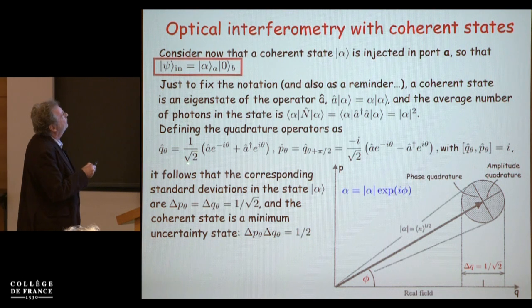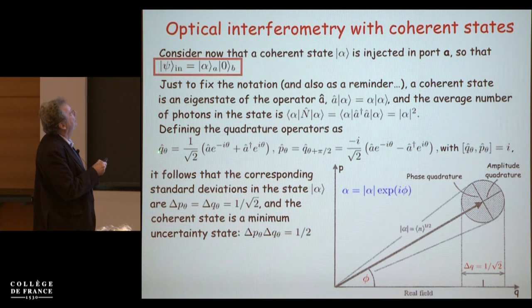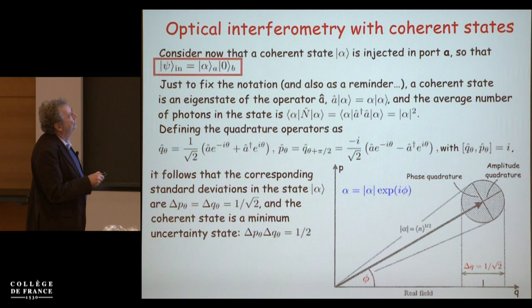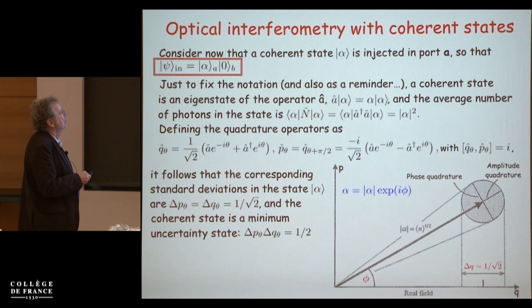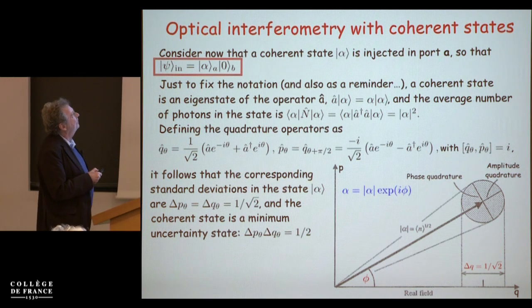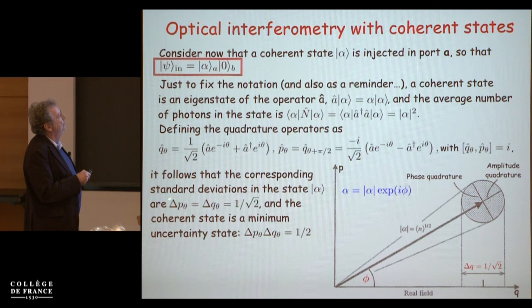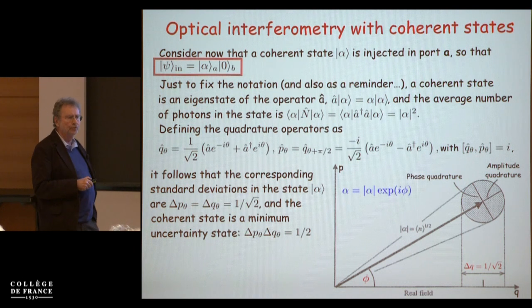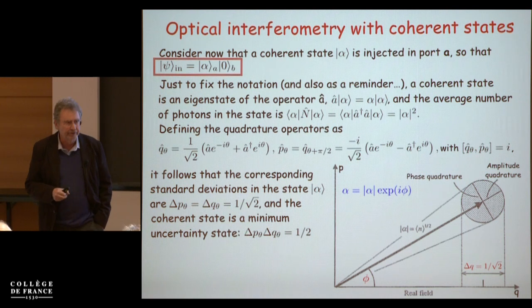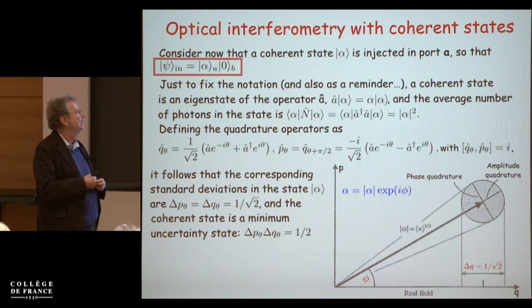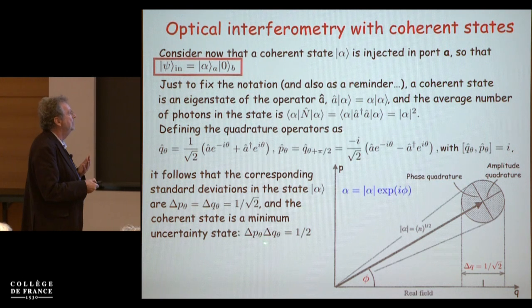Okay? Now, we define the quadrature operators in the following way. This is the quadrature Q. This is the quadrature P, corresponding to any angle theta. P is Q of theta plus pi over 2, so P is orthogonal to Q. And we can show very simply from these expressions that they satisfy this commutation relation. Now, it follows that the corresponding standard deviations in this coherent state for these two quadratures are given by 1 over square root of 2. And if you multiply them, you find that the product is equal to 1 over 2, which is the minimum possible uncertainty for the product of the two standard deviations. So the coherent state is a minimum uncertainty state.